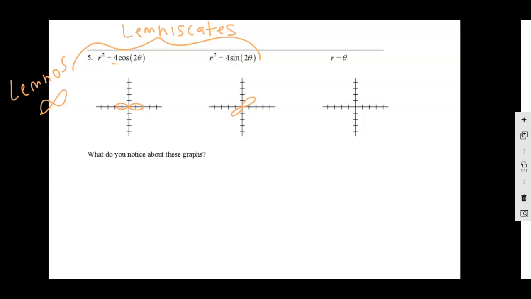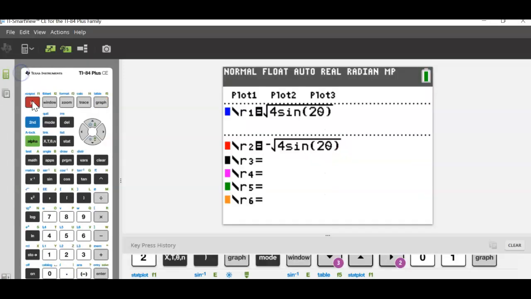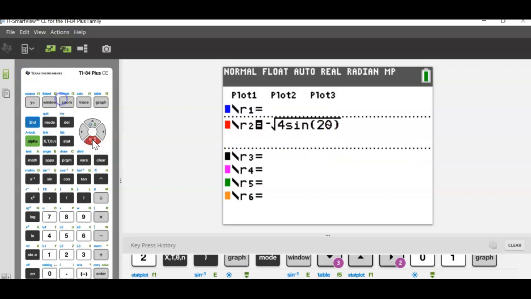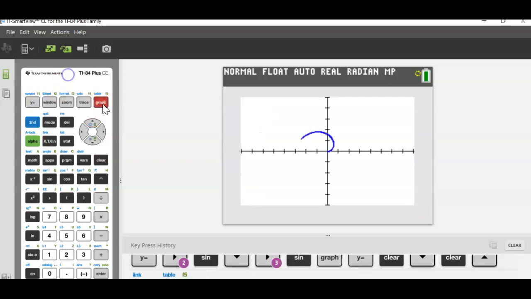And then the last one, r equals theta. The lemniscates and this last one are not terribly important. It's the cardioids, the circles, and the Rose curves that we see frequently. This last one is r equals theta. If you were to graph it, it's called the Spiral of Archimedes.